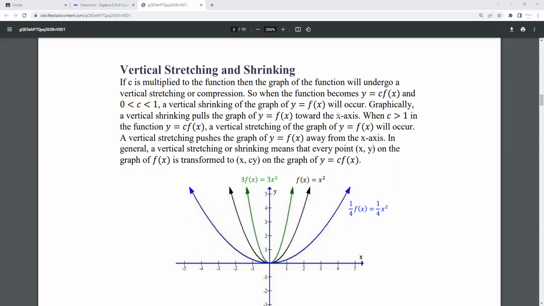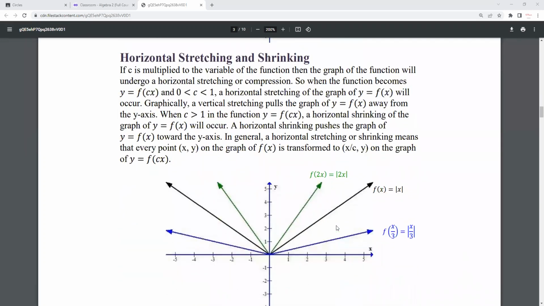A vertical stretch is the same thing as a horizontal shrink. A vertical shrink is the same thing as a horizontal stretch. So these are horizontal stretches and shrinks. You can see here now it's inside, right? Inside the absolute value, the number that's being multiplied by. So remember what I said, a vertical stretch is the same thing as a horizontal shrink, which this did. The number is greater than 1. It did a horizontal shrink, which is also a vertical stretch.